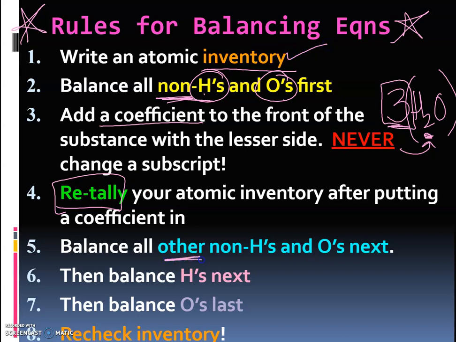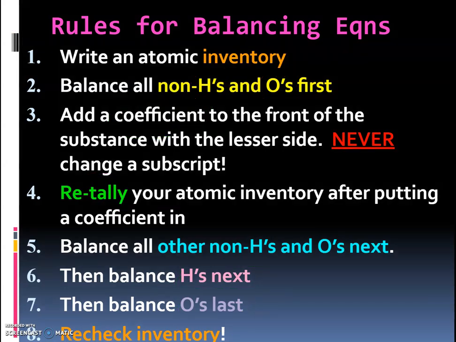Then make sure if you have other non-hydrogens and oxygens, you do them next. Then we're going to do our hydrogens next and keep our oxygens for last, doing the same coefficient adjustment. And at the end, you recheck your inventory to make sure that you didn't mess up anywhere.